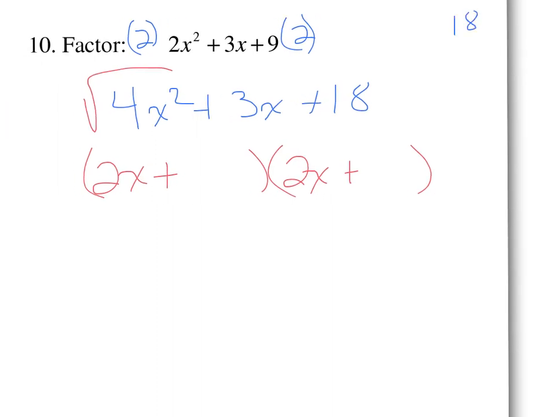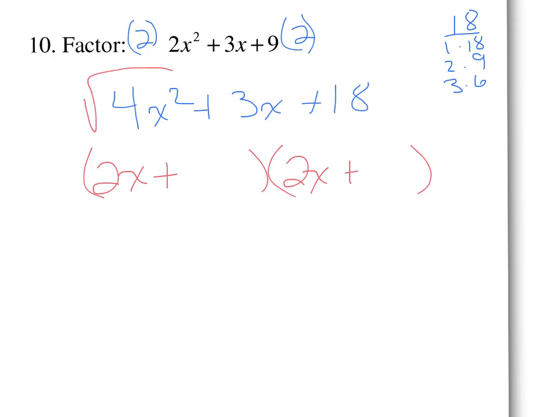Well, when we start listing the factors of 18, we have 1 times 18, 2 times 9, 3 times 6. Those are all the factors of 18. But because we have the same signs here, they have to add to make 3. None of these pairs of factors are going to add to make 3. They can subtract to make 3, but that would only happen if these signs were different.